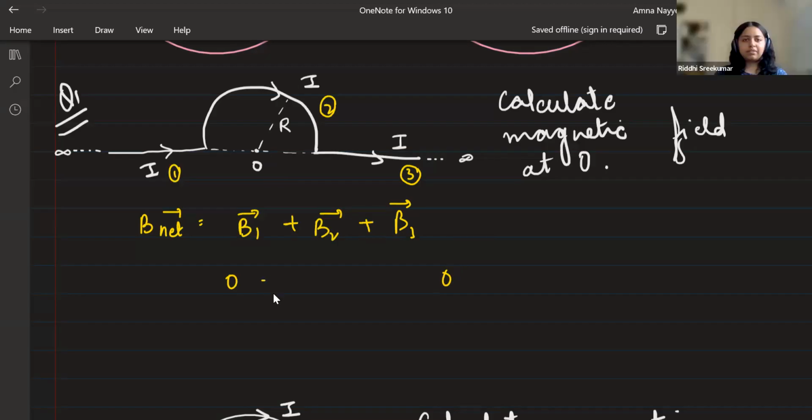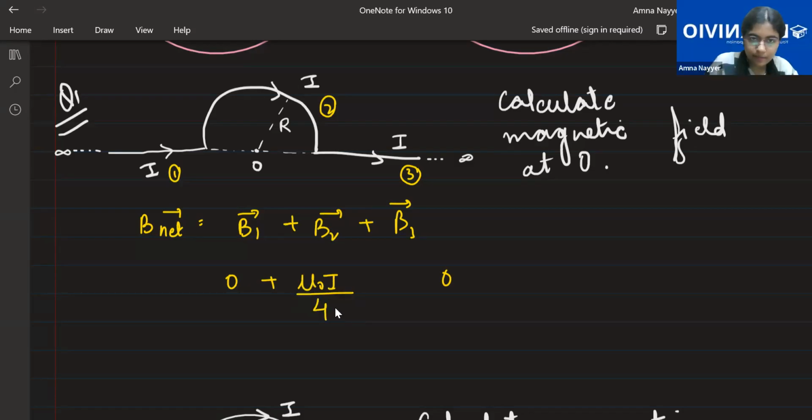on its axis. And see, it's a semicircle. What will be the formula? Mu naught I by 4 pi, 4R. Okay, direction, can you tell me? You can use any rule. Semicircle is a circular one, straight wire with 0. So it'll be inwards. Yes, this will be inwards.